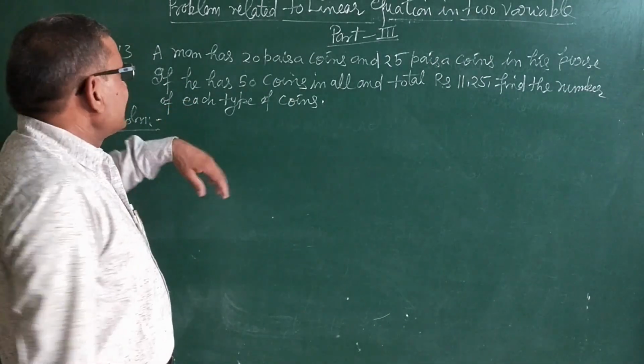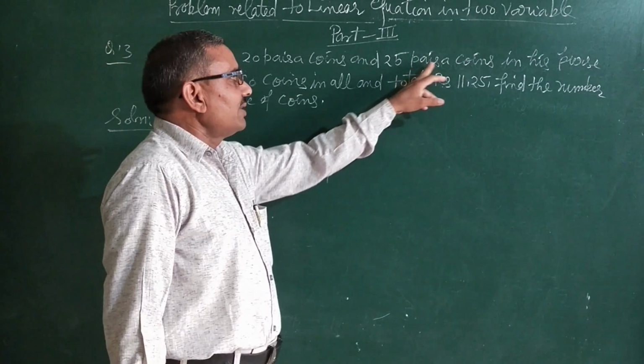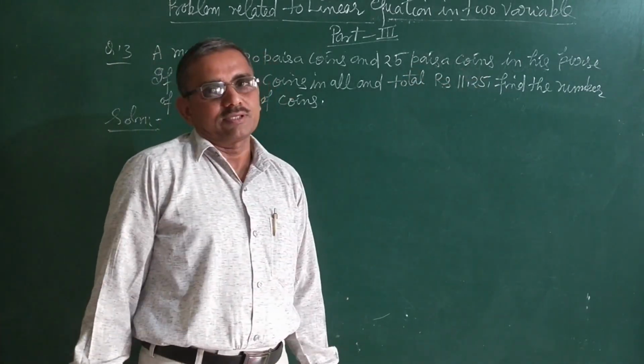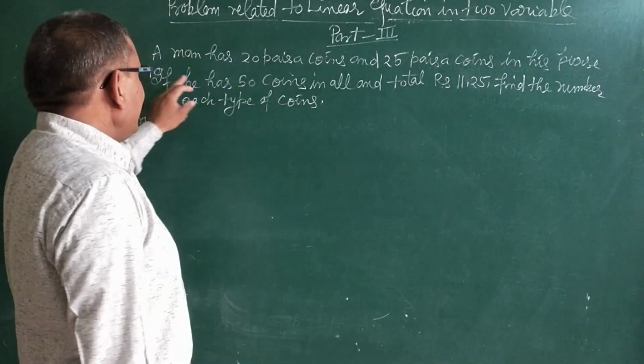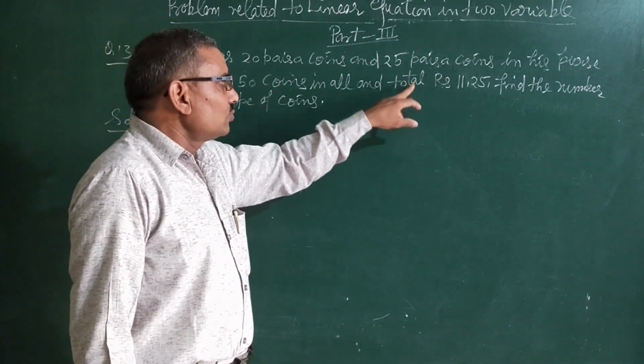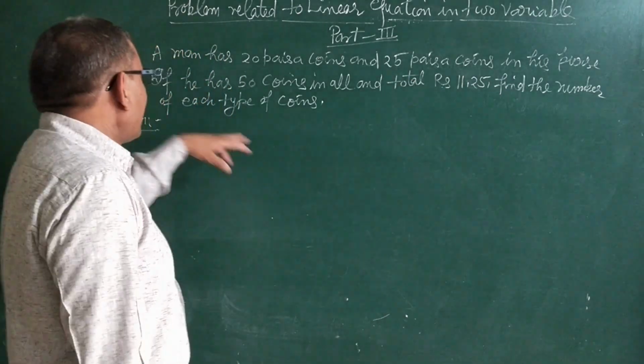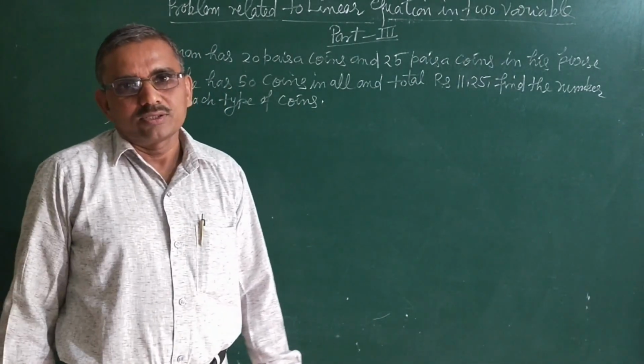The third question is, a man has 20 paisa coins and 25 paisa coins in his purse. If he has 50 coins in all and total rupees 11.25, find the number of each type of coins.